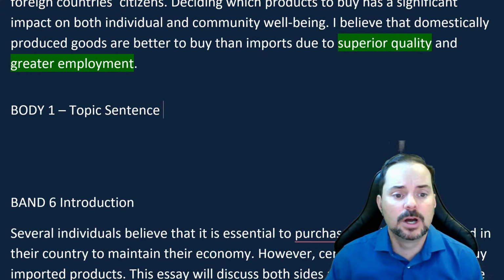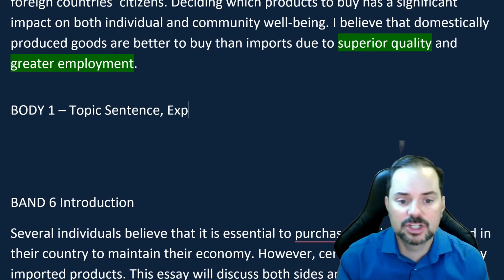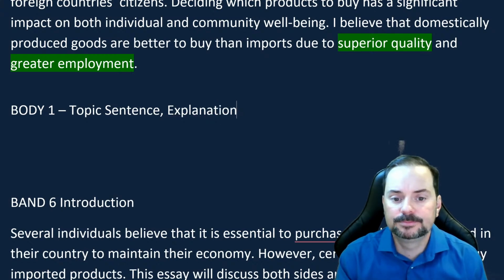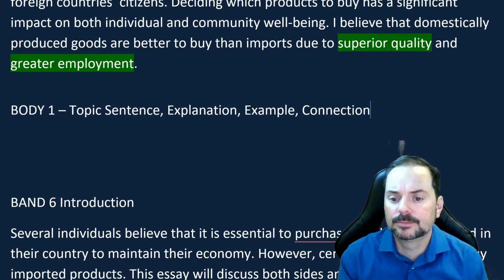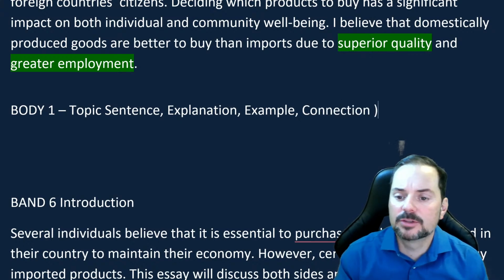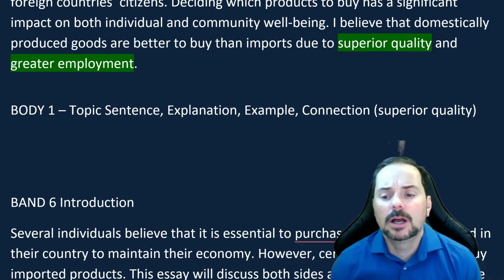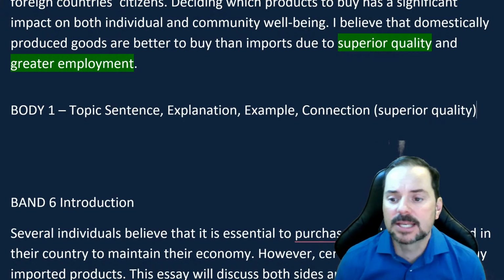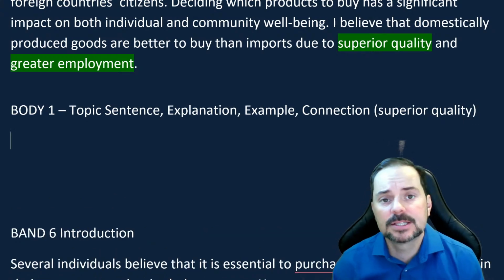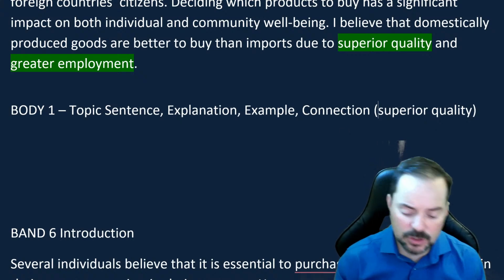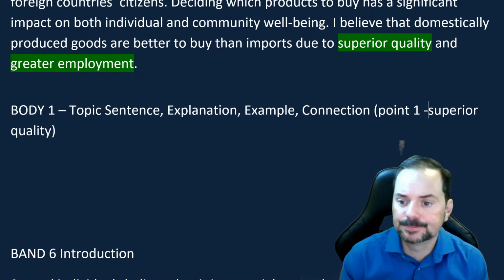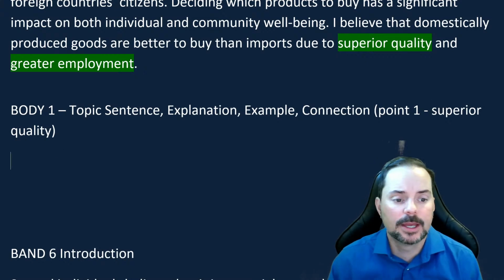Okay, body 1, topic sentence, explanation, example, connection. Okay, so here, this one is about superior quality. Okay, all right. What does superior quality mean? Let's have a topic sentence about that. Okay, so a topic sentence is a deeper definition of your point 1.